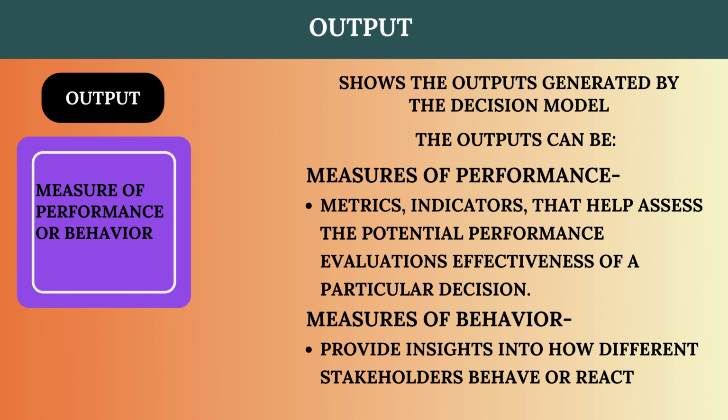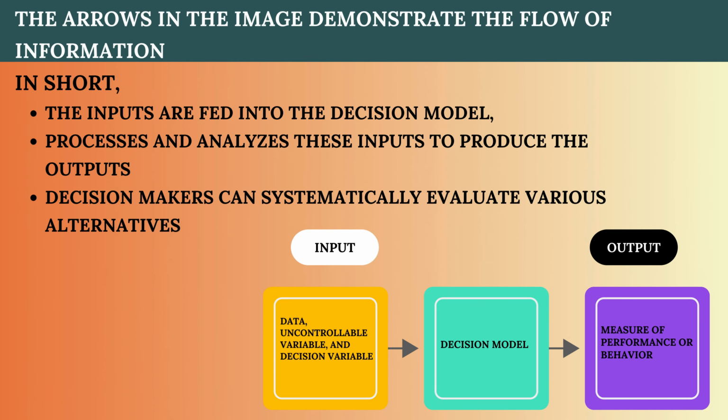Measures of behavior: the outputs provide insights into how different stakeholders, for example customers, employees, suppliers, might behave or react to the proposed decision or action. The arrows in the image demonstrate the flow of information. The inputs like data, uncontrollable variables, and decision variables are fed into the decision model, which then processes and analyzes these inputs to produce the outputs like measures of performance or behavior.